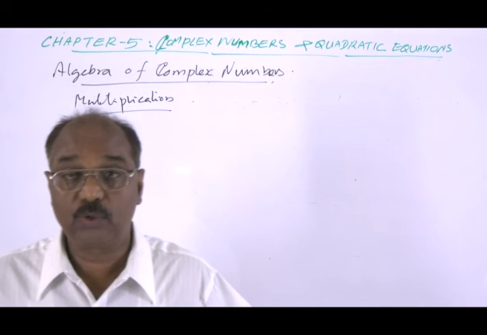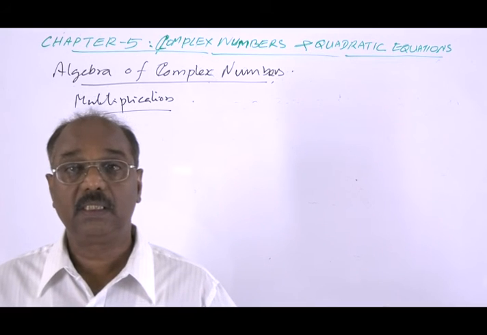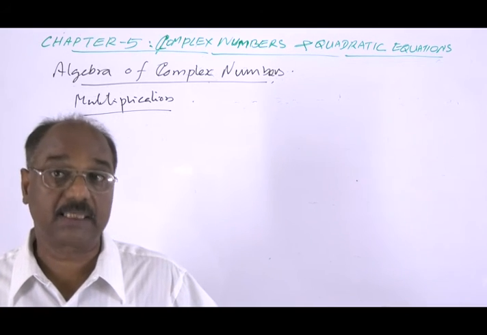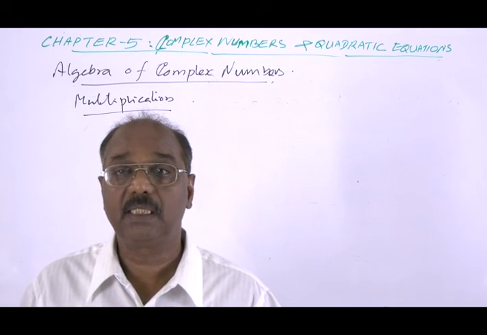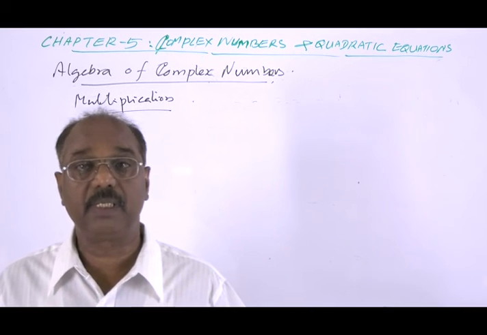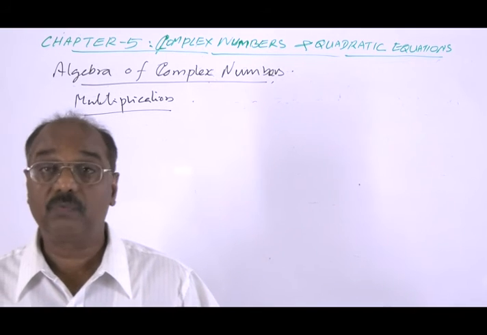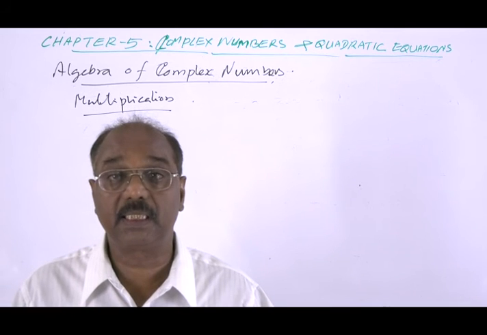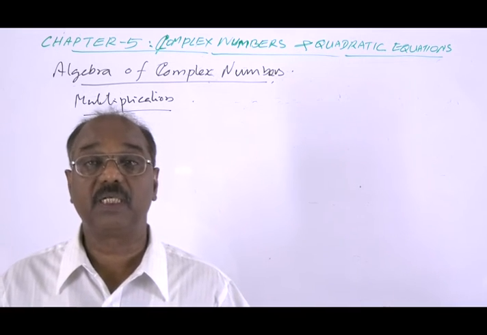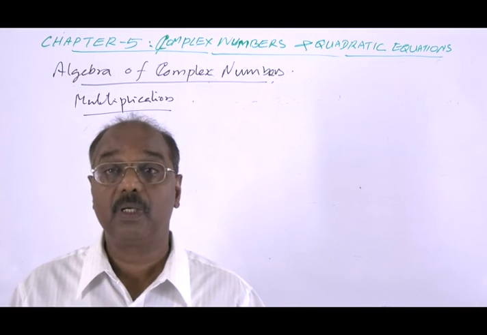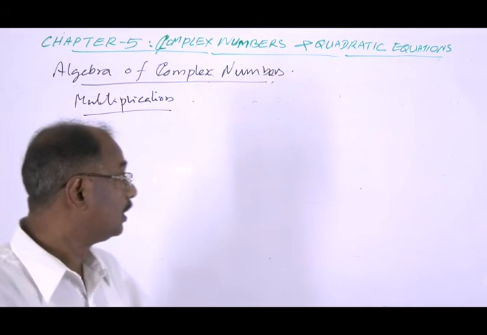Now, multiplication of two complex numbers. We have defined the operations addition and subtraction, and also verified the various properties satisfied by the addition and the subtraction. Now we define this multiplication and also verify the properties satisfied by the multiplication. And now the multiplication definition is this.